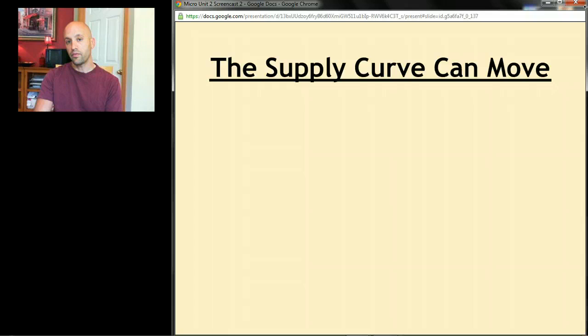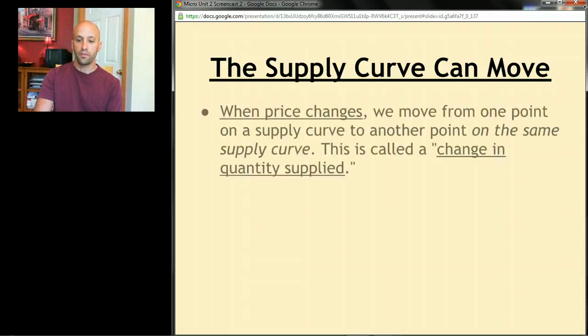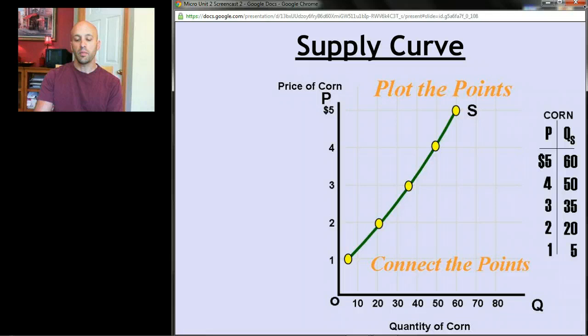Now, like the demand curve, the supply curve can also move. It won't move if it's simply price that's changing. When price changes, we move from one point on a supply curve to another point on the same supply curve. And like with demand, there's particular terminology here. We call that a change in quantity supplied. So again, going back to the graph, if the price were to change from $1 to $2, no need to move the supply curve. We just jump from the point at $1 to the point representing a price at $2.